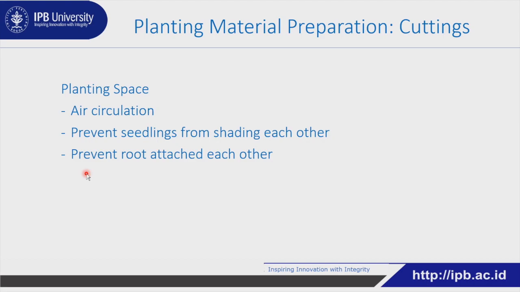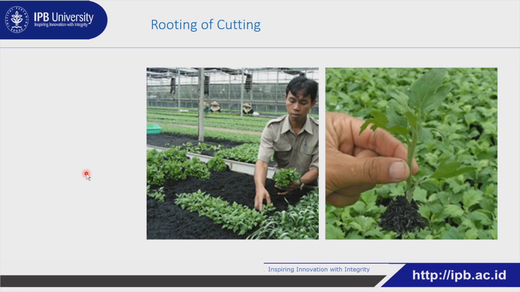And during the rooting period, we should also think about the air circulation, because sometimes the seedlings are very close together, yeah. So it prevents seedlings from shading each other, yeah, and then prevents roots from attaching to each other. And in the end, you will get a problem if you do not really take care about the planting space. So after the roots are formed, then we can harvest the plant, yeah.